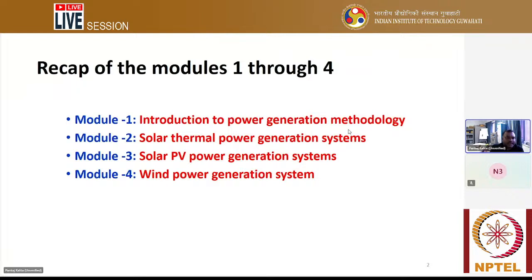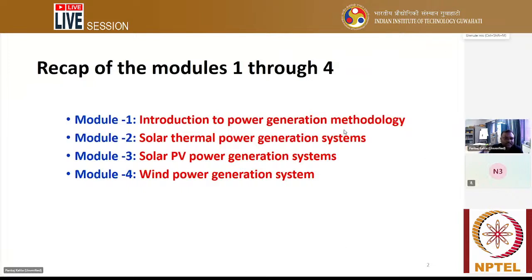So the modules we have covered so far are: module 1, Introduction to Power Generation Methodology. In module 2, Solar Thermal Power Generation Systems. In module 3, Solar PV Power Generation Systems were discussed. And in module 4, wind power generation systems are elaborated.